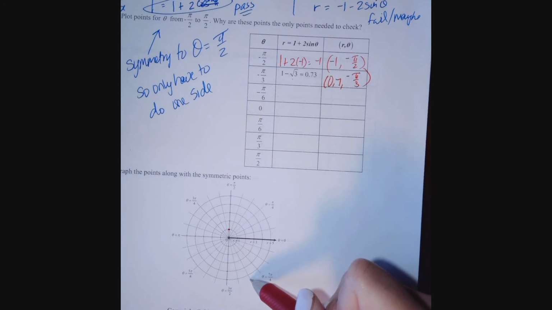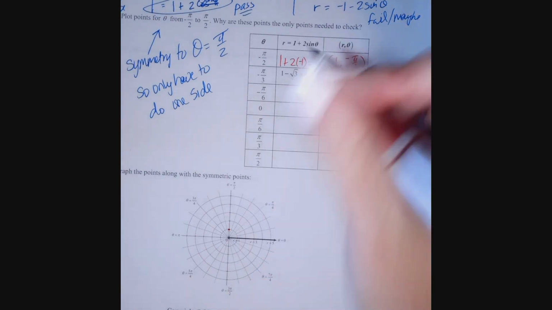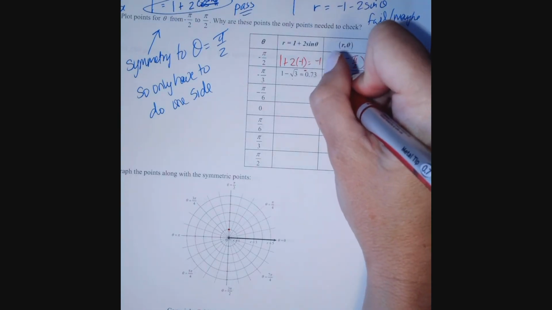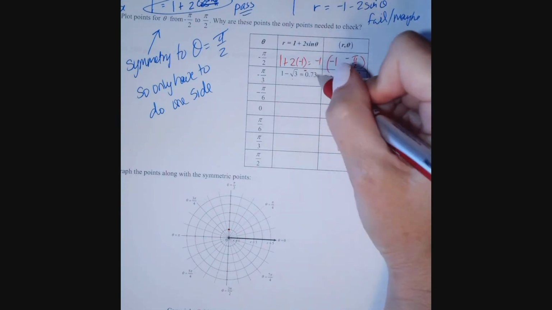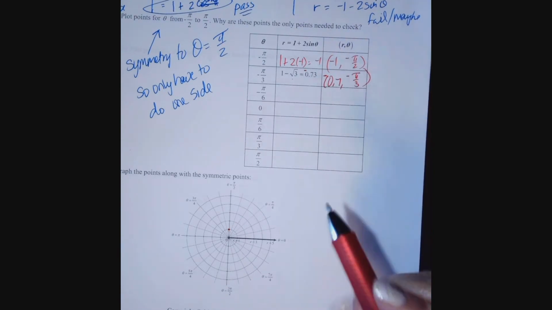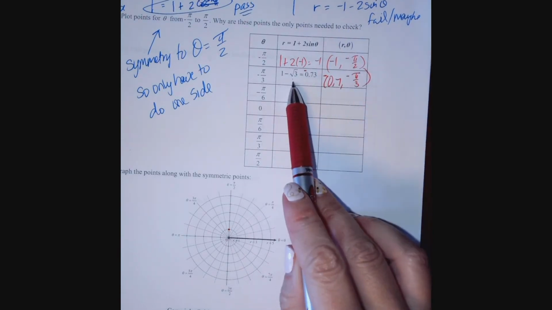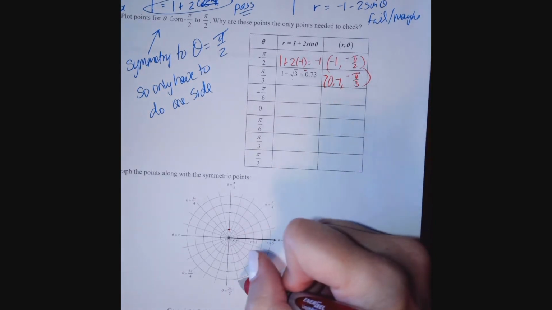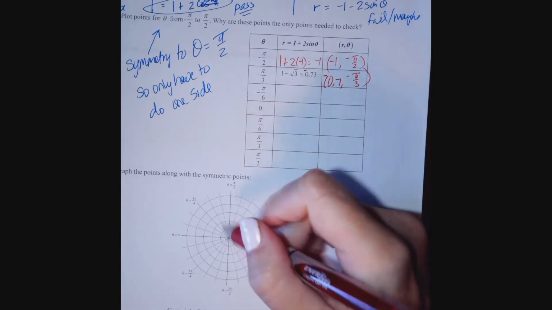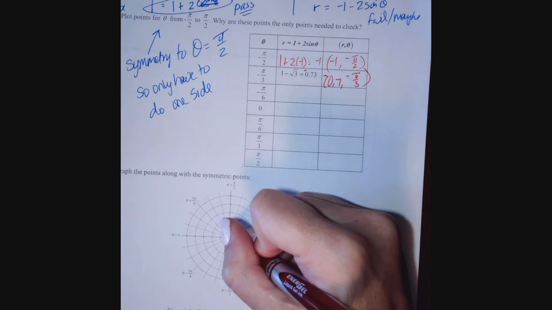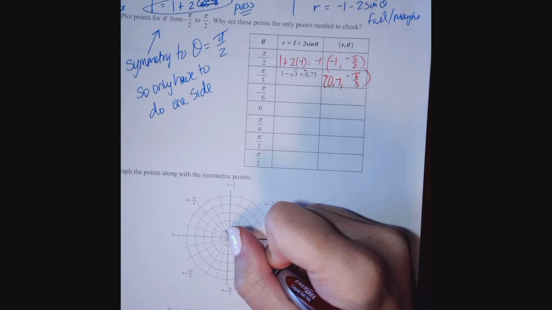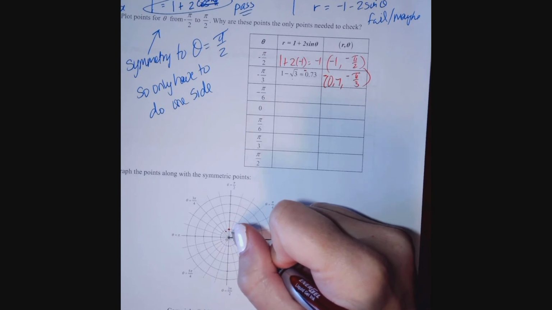I go to negative 0.7. That should be negative. That was a misprint, and I nearly didn't catch it. That is a negative 0.7. That caused me problems last time I graphed this. 1 minus square root 3 is a negative 0.7. So if I go to negative pi third and then I go to negative 0.7, I am about there. And I'm going to reflect that across to here.